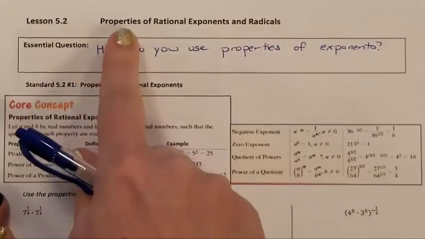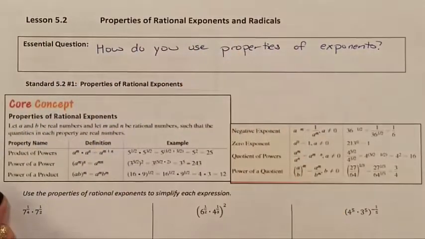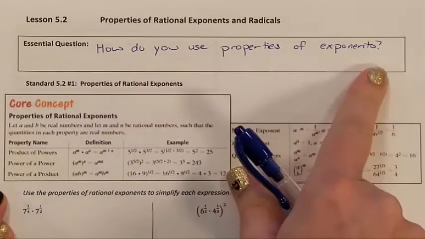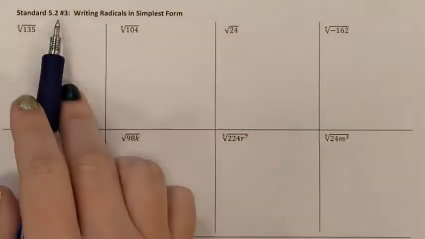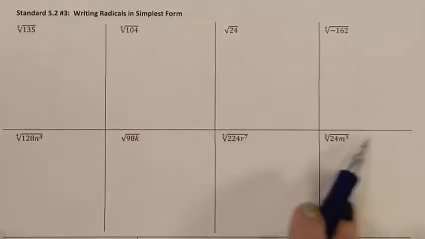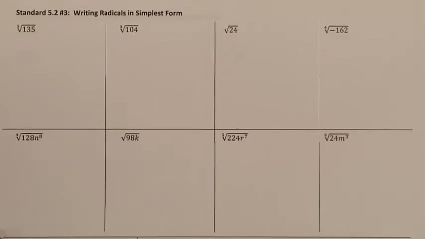Lesson 5.2, properties of rational exponents and radicals. Our essential question today: how do you use properties of exponents? Standard 5.2, number 3, writing radicals in simplest form. So we're going to go ahead and do these 8, the rest of the pages for you for independent practice.